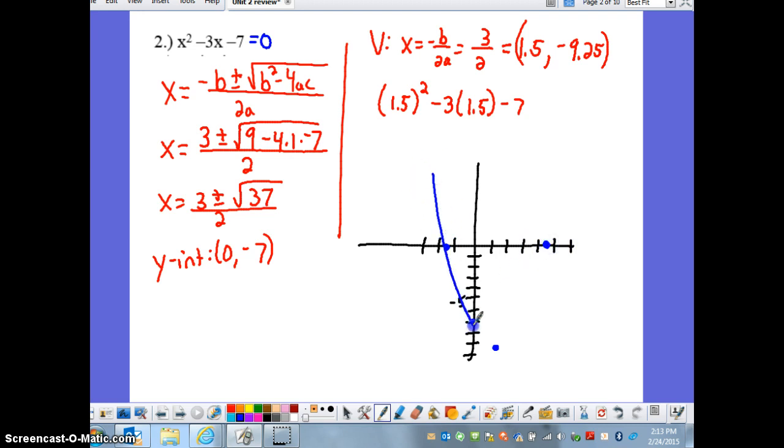All right, again, draw it in as a smooth curve. Make sure that there are no creases here. Make sure it is continuous.